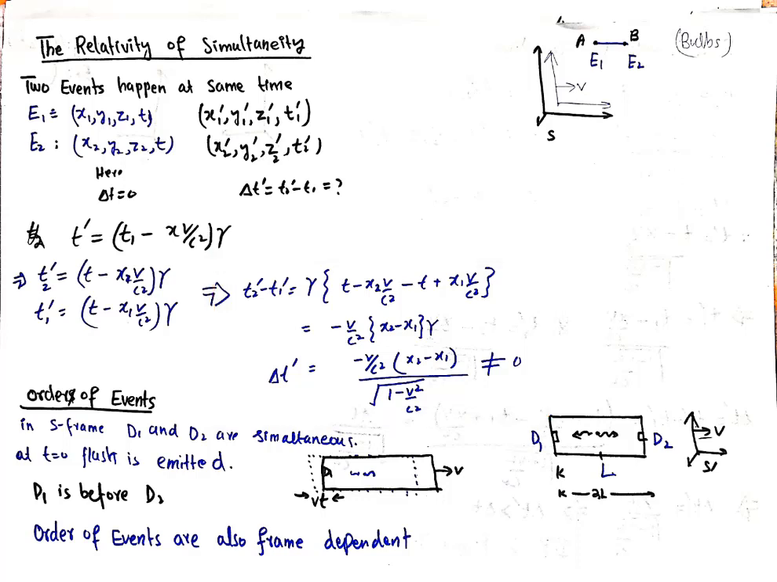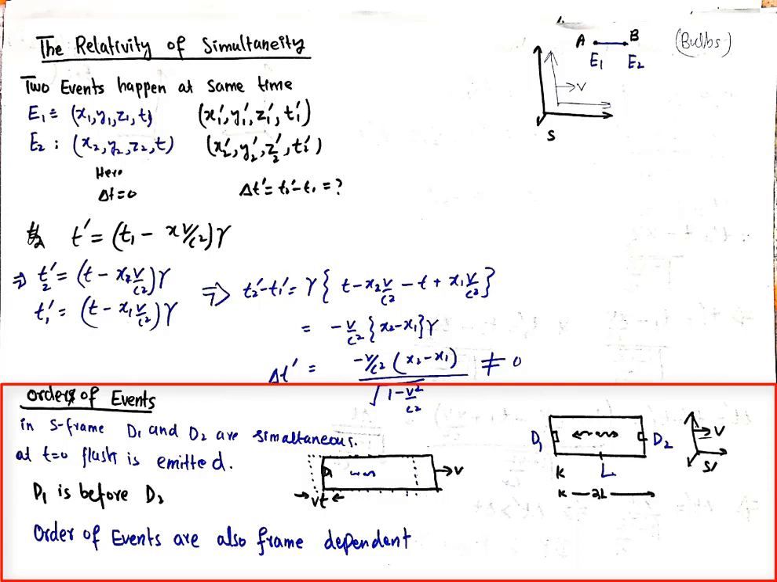Since we have now found a relation, though the events are not simultaneous in the moving frame, which event happens first? In the S frame D1 and D2 are simultaneous. I'm talking about the setup in which the light is emitted from the midpoint and travels along the x direction. Since light has to travel an equal distance on both sides, the detection of light by detector D1 and the detection of light by D2 happen at the same time in one frame.